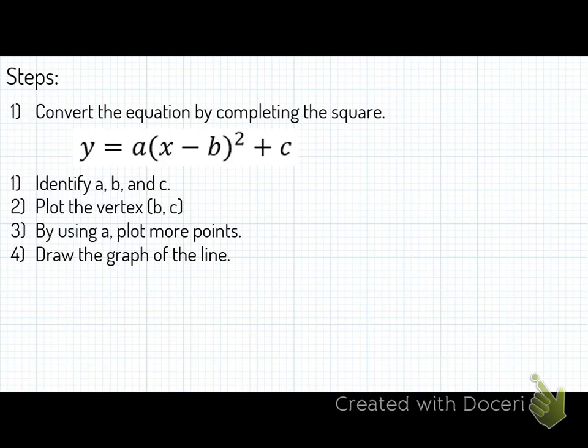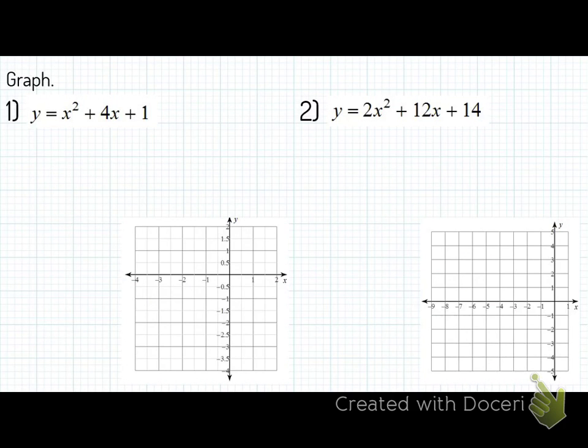The steps are up on the board. If you're in the video, please pause right here and write these down. So these are the steps. Here we go. Numbers 1 and 2. Graph y equals x squared plus 4x plus 1. Okay, eyes up on the screen.